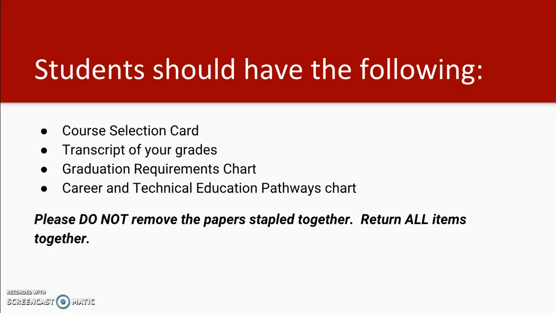Today, your homeroom teacher will give you the following materials: a course selection card, a transcript of your grades, a graduation requirements chart, and a career and technical education career pathways chart. Upperclassmen will also receive an advanced placement information sheet. Extra AP information sheets can be picked up in Student Services and are also posted on our website.